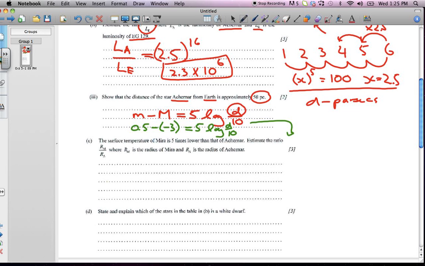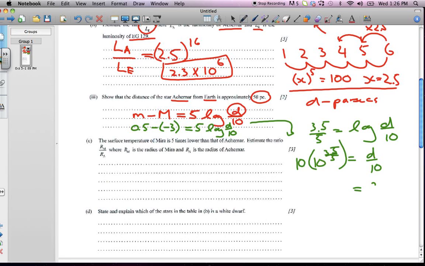Now I'll just work on the side here. That's going to obviously equal 3.5 divided by 5 is equal to log d over 10. Now you've got to be quite good at converting from your log form to exponential form. So 10 to the 3.5 over 5 is equal to d over 10. So it's going to be 10 times that is equal to d. And when we do that calculation, we get a value of around about 50 parsecs.